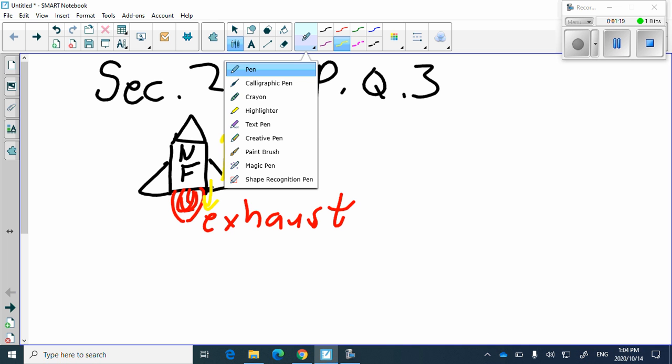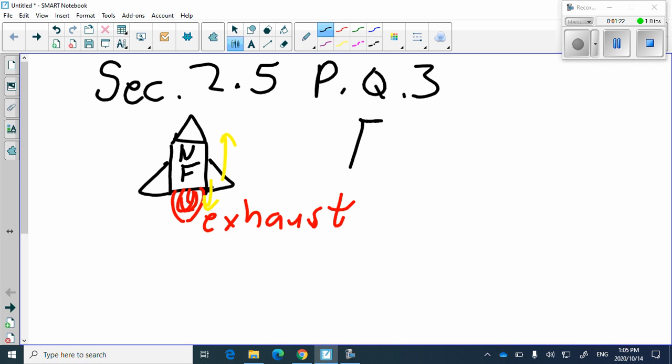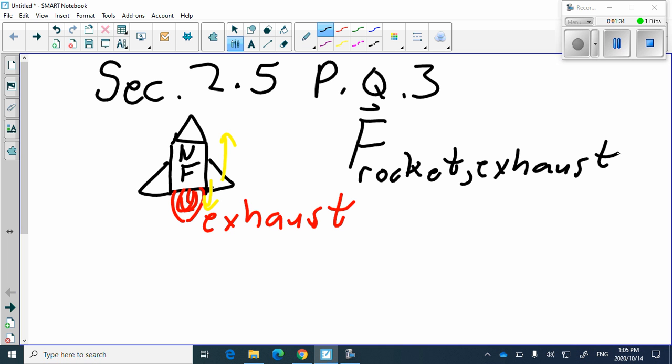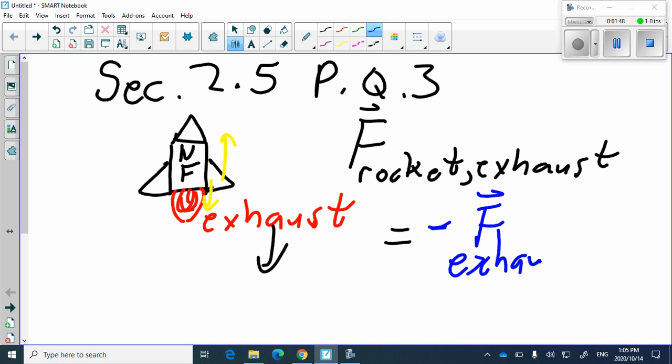So what you would write is force of the rocket, space shuttle, whatever you want to call it. The force of the rocket pushes on the exhaust gas. So the exhaust gas is being pushed down. It is equal in magnitude, but opposite in direction to the force of the exhaust gas on the rocket. So it's the gas that's pushing the rocket forward.